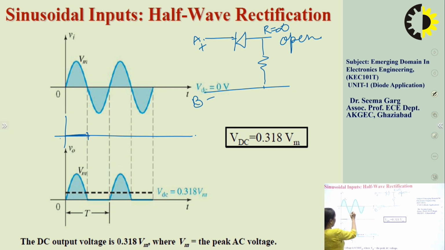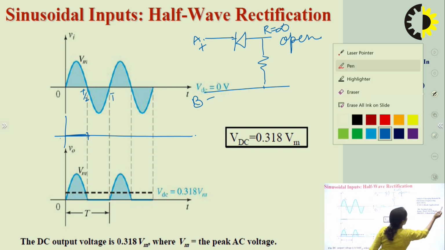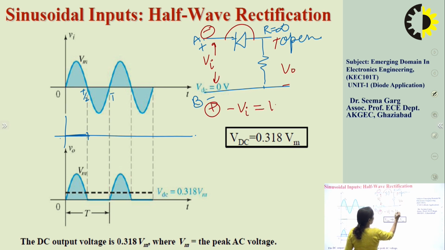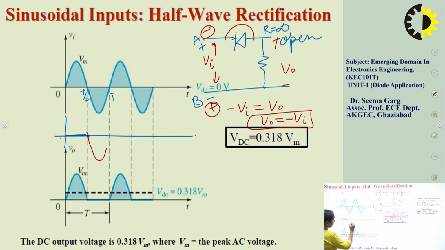Now during the negative half cycle, this terminal A will be at negative potential and B will be at positive potential. So this makes your diode forward bias, that means short circuit. And if the diode is in a short circuit state, then the output will be equal to, so minus of Vi is equal to V naught. So V naught is equal to minus of Vi.